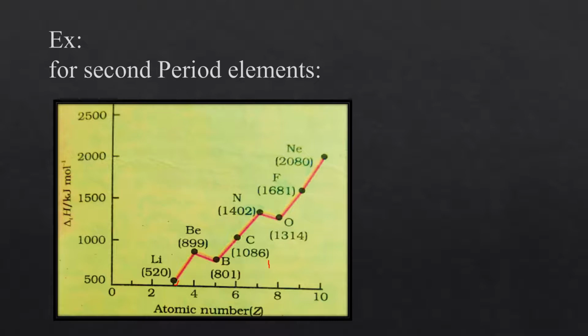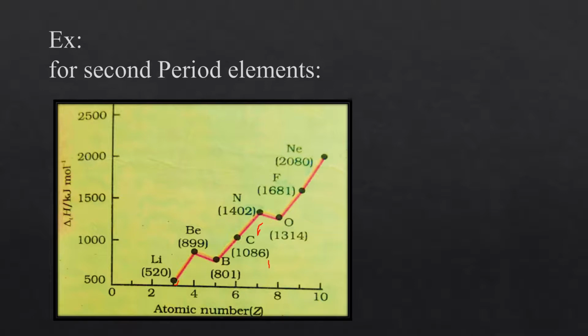Now if we move forward, after boron carbon is there, so carbon has higher ionization enthalpy than boron because of the increasing atomic number. Now after carbon it is nitrogen. Nitrogen also has the higher ionization enthalpy than carbon because of increasing atomic number and increasing nuclear charge as well.